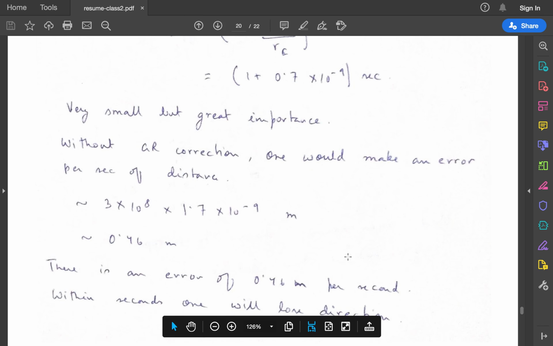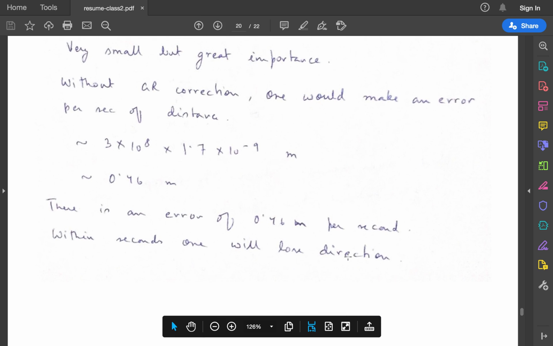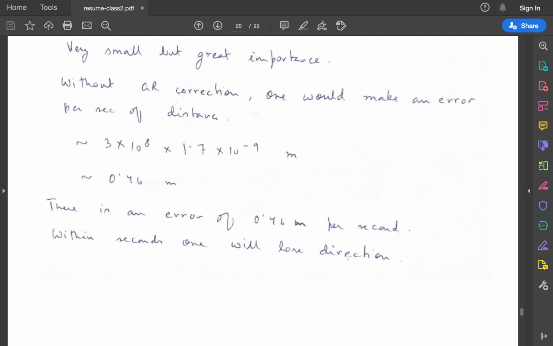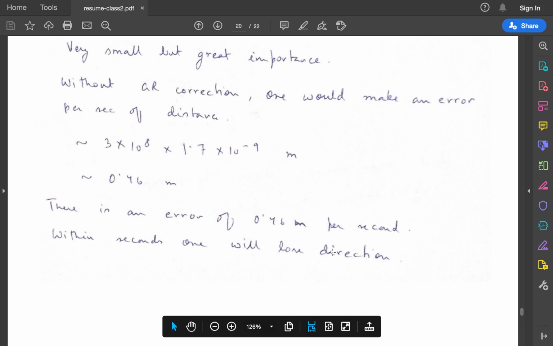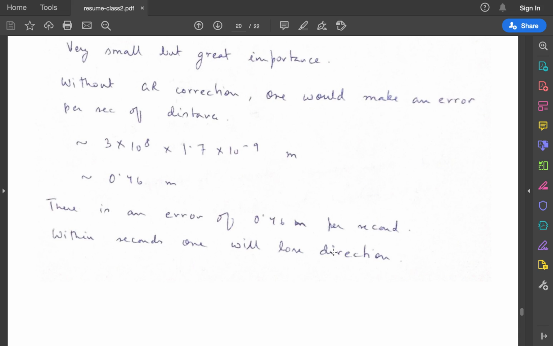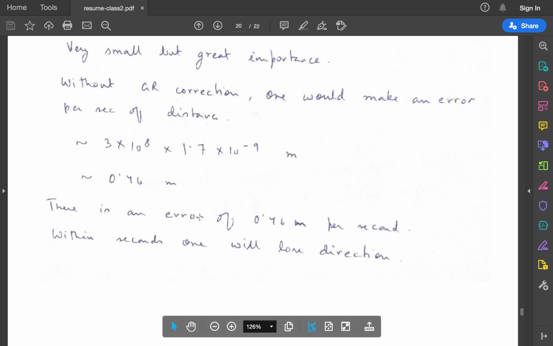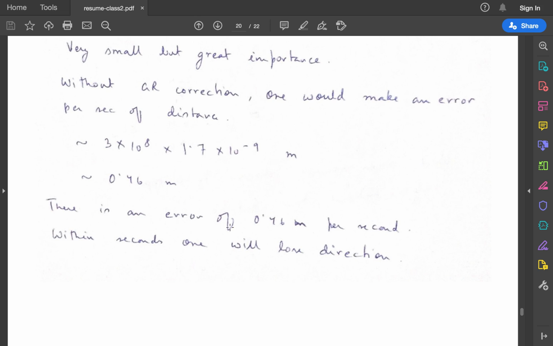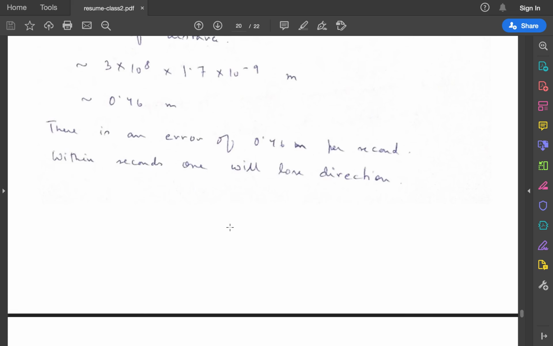So the GPS in my mobile will show some other path. Within seconds I will lose direction, and I will take some other path, and I will be in a complete mess. I cannot find my way home if I don't know that. So GR effects are very important even for daily practical use, and GPS uses that.